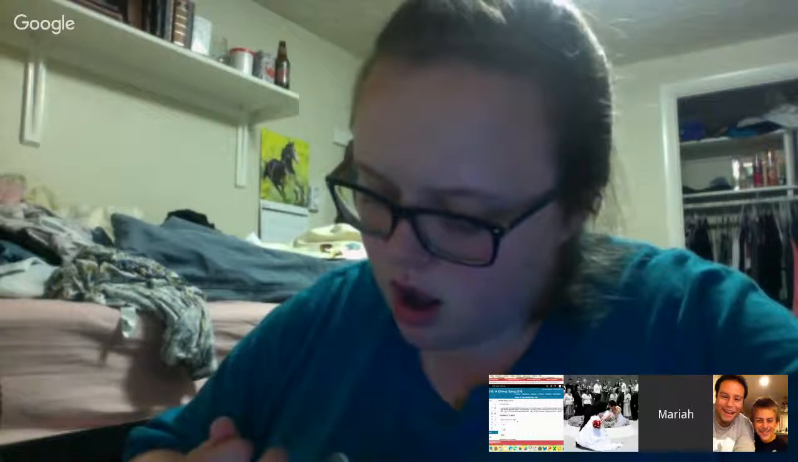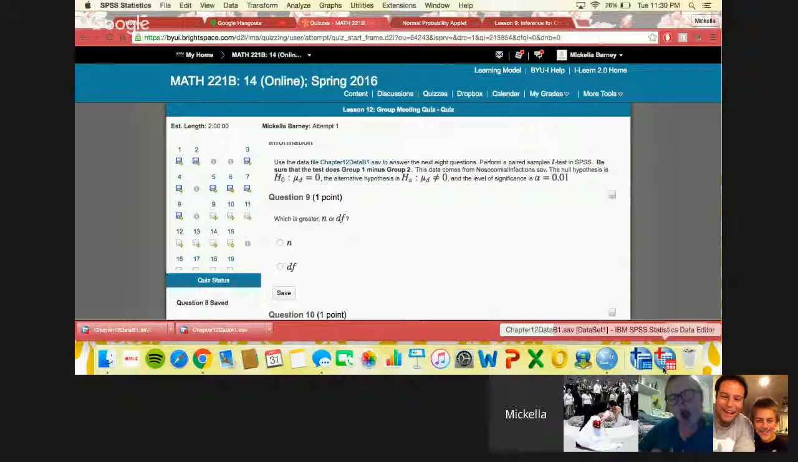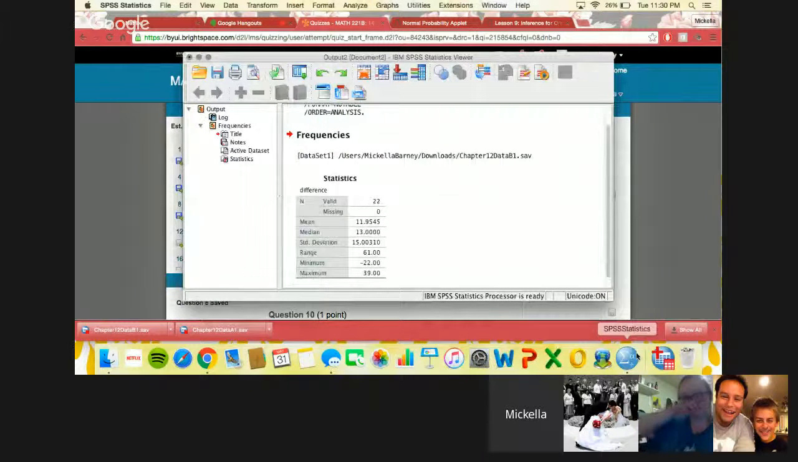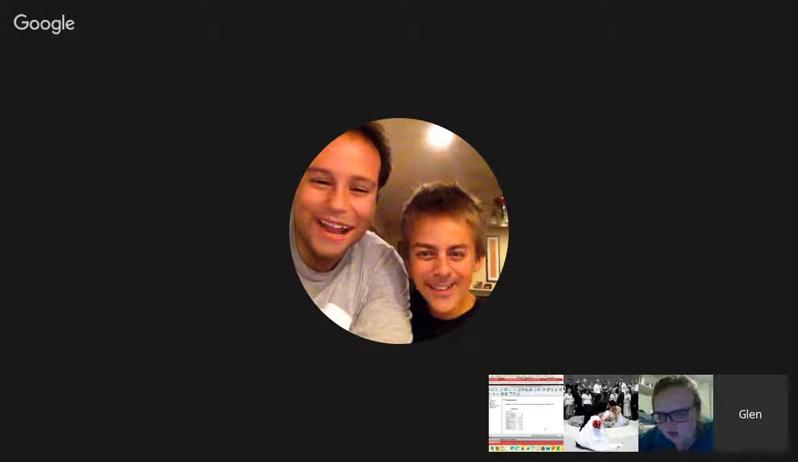Sample difference? Or sample standard deviation? N equals the number of people, the size of the experiment, right? Yeah, so it should be 22? Yeah. Okay.